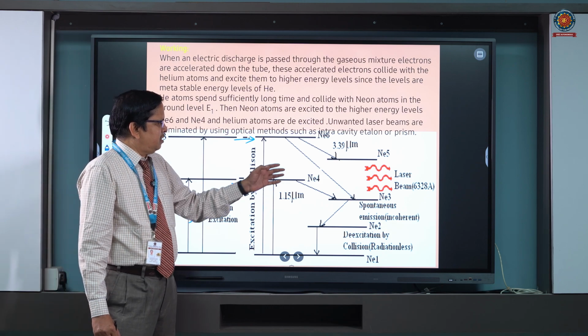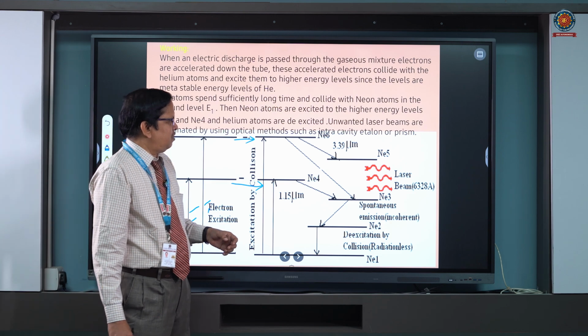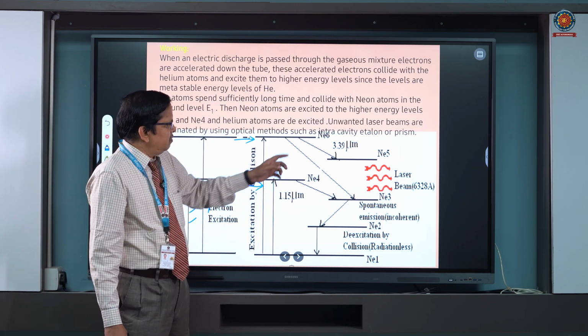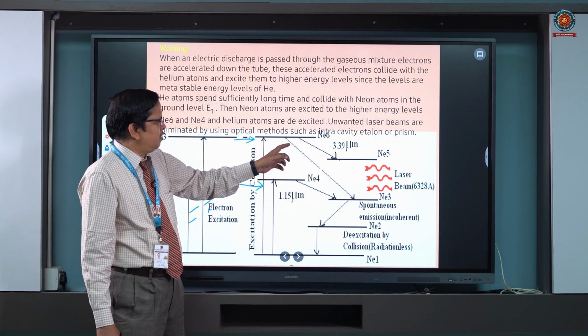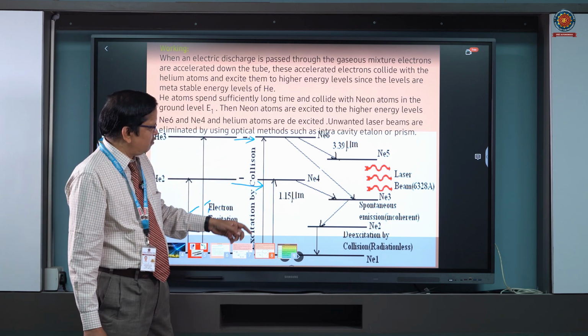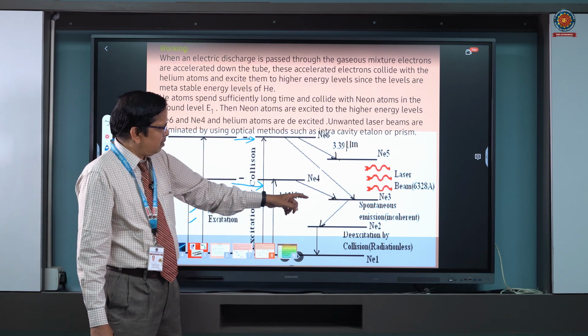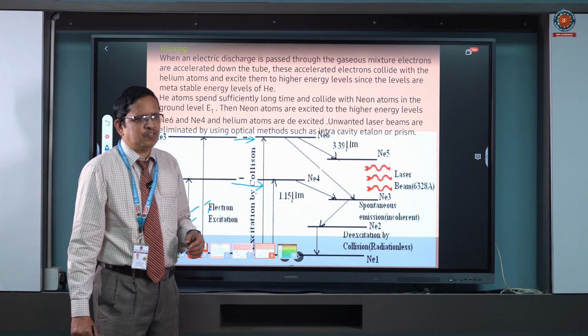Now after exciting the neon atoms, immediately we find the population inversion condition between Ne6 and Ne5, and we find population inversion condition between Ne6 and Ne3, and we find population inversion condition between Ne4 and Ne3 levels. So there are three population inversion conditions satisfied.